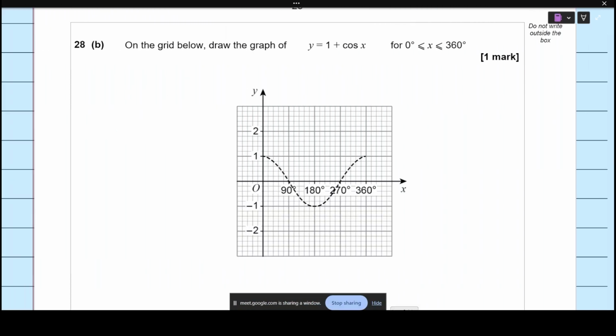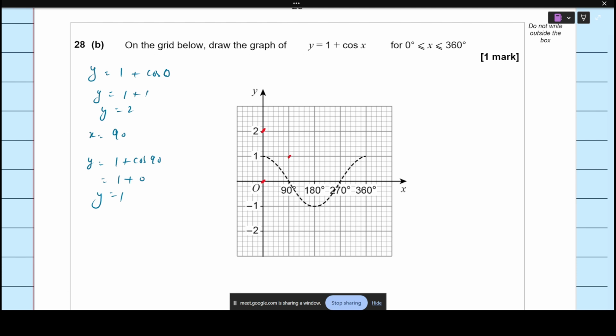In the B part, we have the function y is equal to 1 plus cos x, and again we need to draw the graph. For x is equal to 0, y is equal to 1 plus cos 0. Cos 0 is 1, so that's 1 plus 1, which is equal to 2. So when x is equal to 0, the value of y is 2. That would be the point. And when x is equal to 90, y would be equal to 1 plus cos 90, and cos 90 is equal to 0. So that's 1 plus 0, which is 1. So y will be 1.